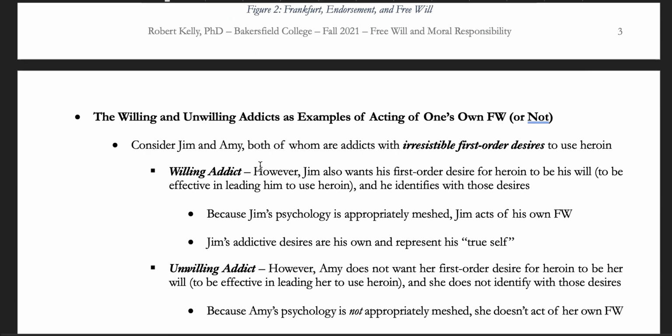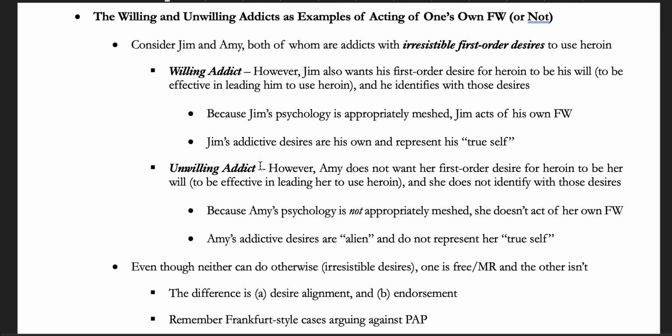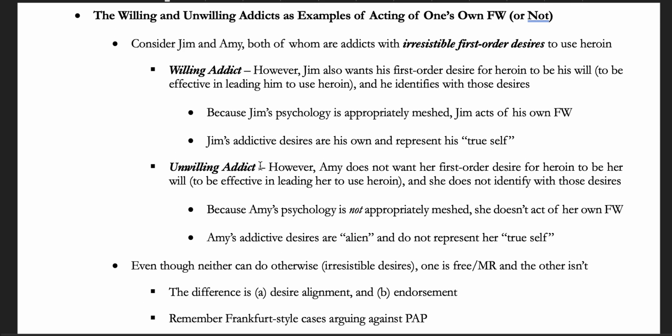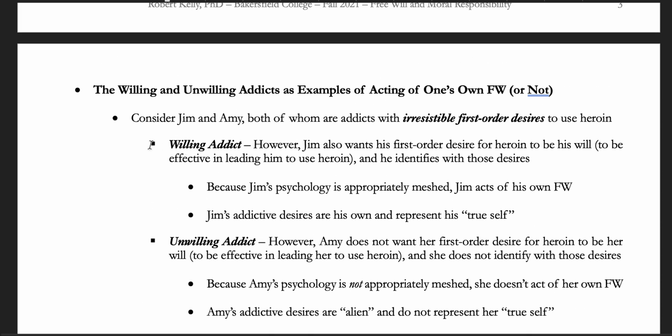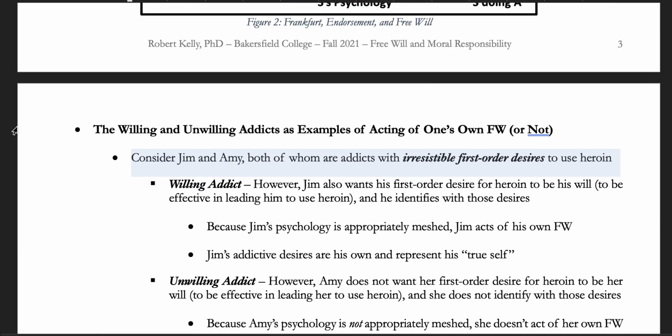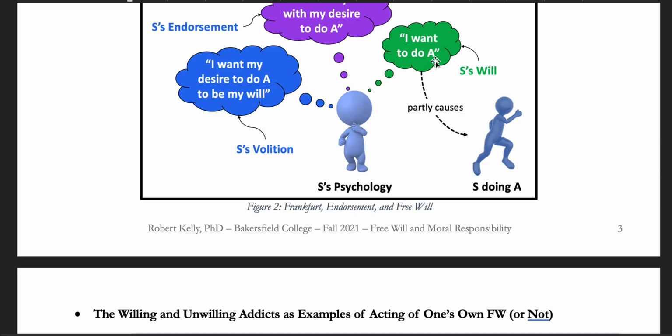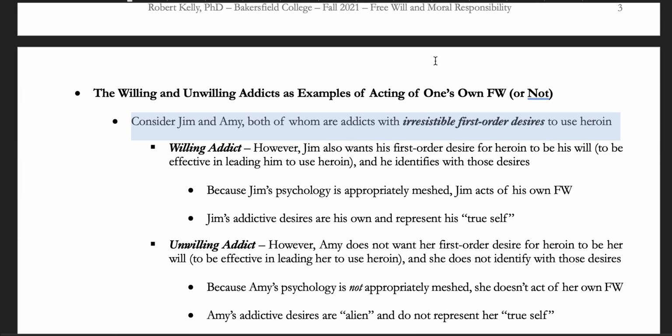That's the idea. Now here's an example to illustrate this. Think of the two addicts. One's a willing addict and one's an unwilling addict. This is going to show one of them acting of their own free will and the other not acting of their own free will. So consider Jim and Amy, both of whom are addicts, and they have irresistible first-order desires, right? So they have desires to, say, use heroin, but they're irresistible in the sense that the person can't do anything except act on those desires. They can't do otherwise. The desires are so strong that they're irresistible, okay?